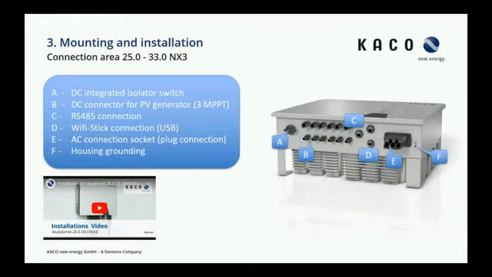We have a DC switch on the left side. We have the DC inputs on the right. We have two RS485 connections again with RJ45. We have a USB connection for the Wi-Fi stick, and we have the AC connection socket for the connection to the grid. On the completely right side, we have again the housing grounding. We have also a video for the biggest NX3 inverters, so we will show this again.